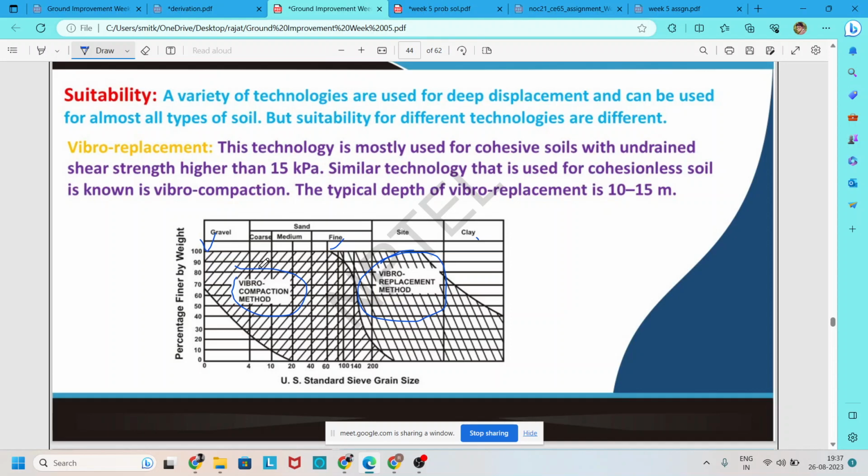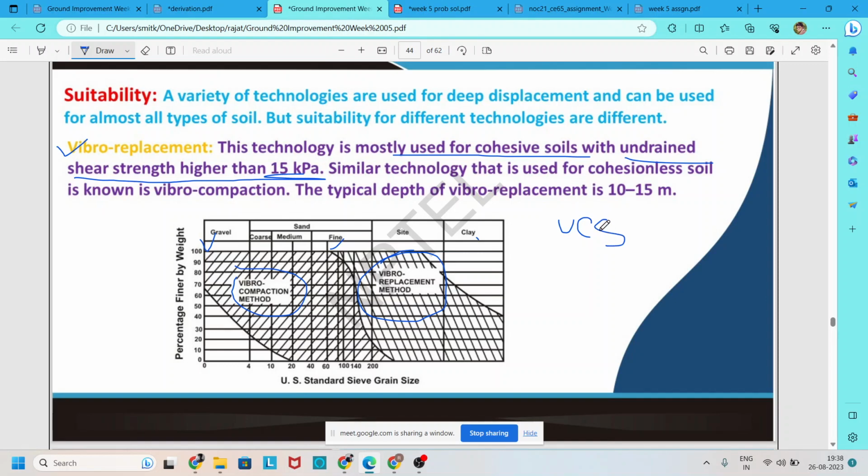For granular soil, the cohesionless soil, the most suitable technique is the vibro compaction method, which is quite similar to the vibro replacement method. But the vibro replacement method is suitable for fine-grained cohesive soil like silt, and also some fine sand. Here it is said that the vibro replacement technology is mostly suitable for cohesive soil with undrained shear strength higher than 15 kPa. That means undrained shear strength means UCS.